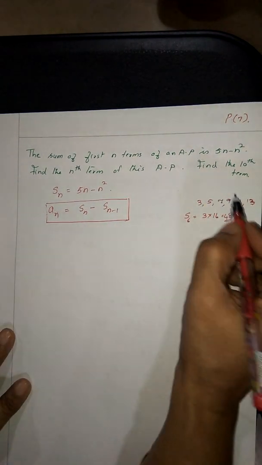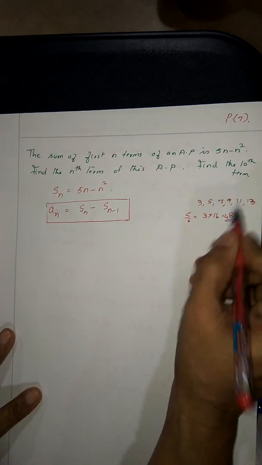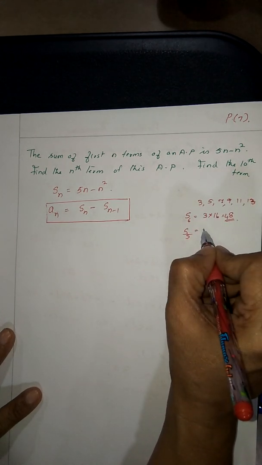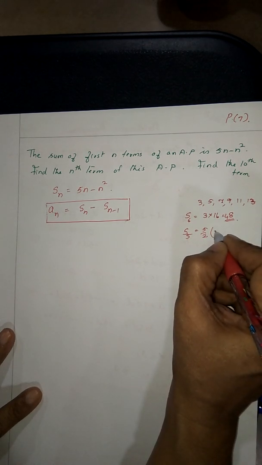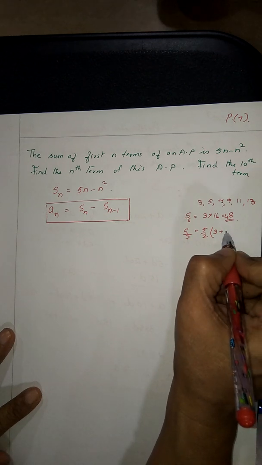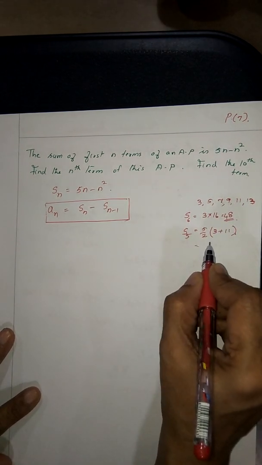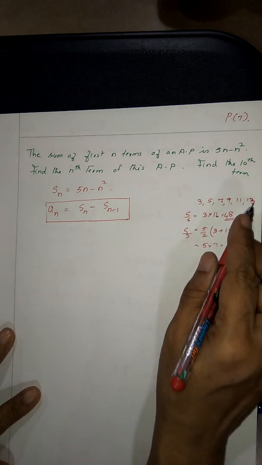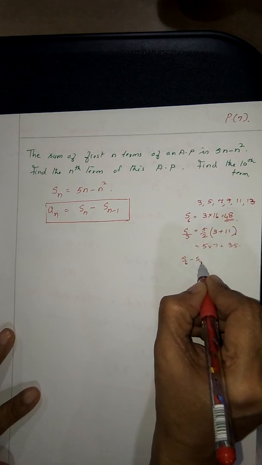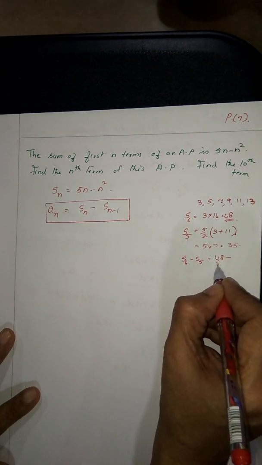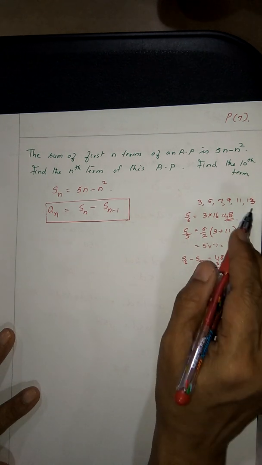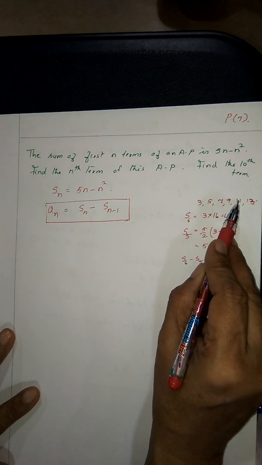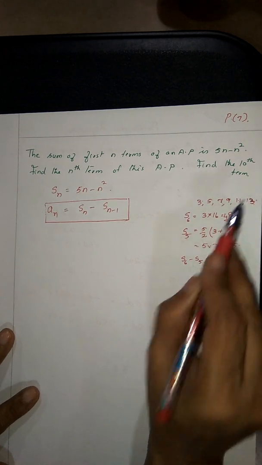S6 is 48. Now suppose we have to find A5. So S5 will be equal to 5 by 2 into 3 plus the fifth term, which is 11. So 14, 5 into 14 by 2, 7, it is equal to 35. So if we do S6 minus S5, you get 48 minus 35, 13. So you get the nth term. So S6, the full sum of all the 6 terms, minus the sum of the 5 terms. If you subtract, you will get the nth term.